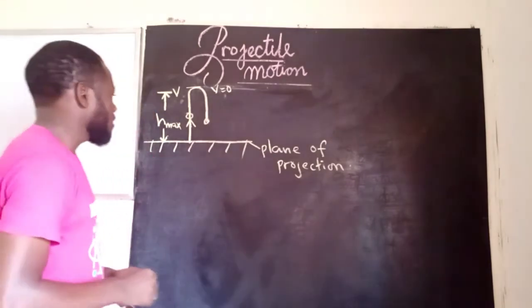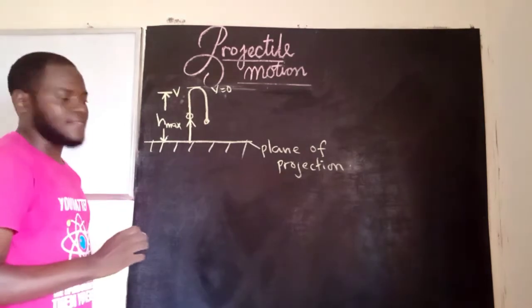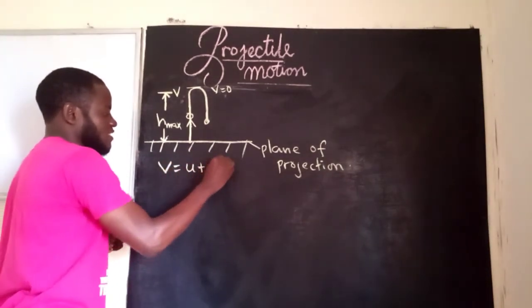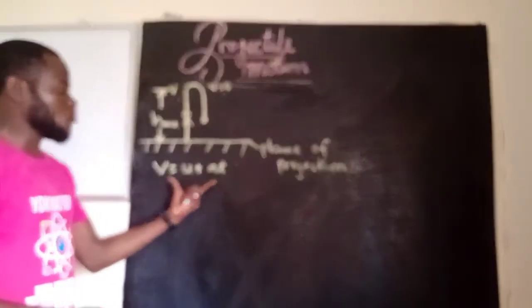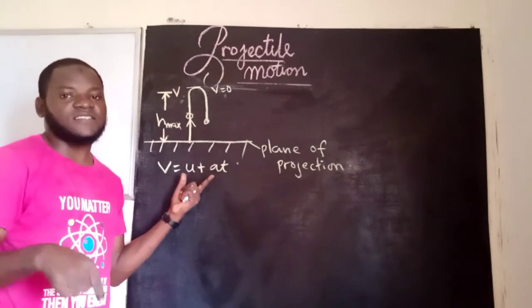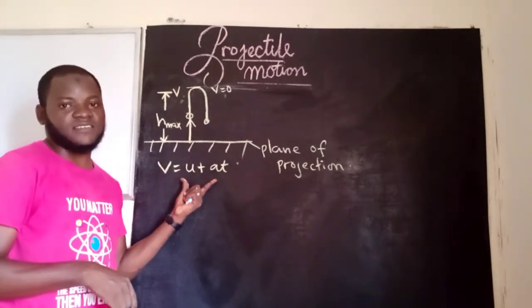Now let's see. If I want to know the time that it takes this body to get to the maximum height, I will say V equals U plus AT. If you want to know how we got this equation, I have a video on that and you're going to see that in the description box below. You can watch it and understand more about this.